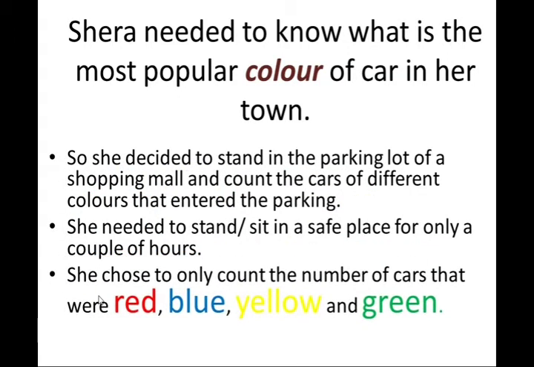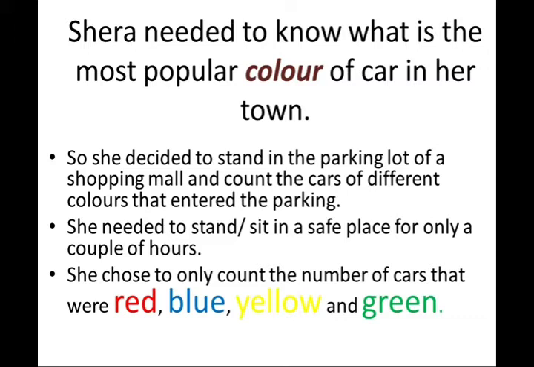Now she chose only to count the number of cars that were red, blue, yellow, and green. Now we know that there are so many different color cars that you get nowadays. You get gold cars and purple cars and pink cars and neon cars. There are so many different varieties of colors of cars. But she chose only to count the cars that were red, blue, yellow, and green. Why can't she count all the different colors of cars?